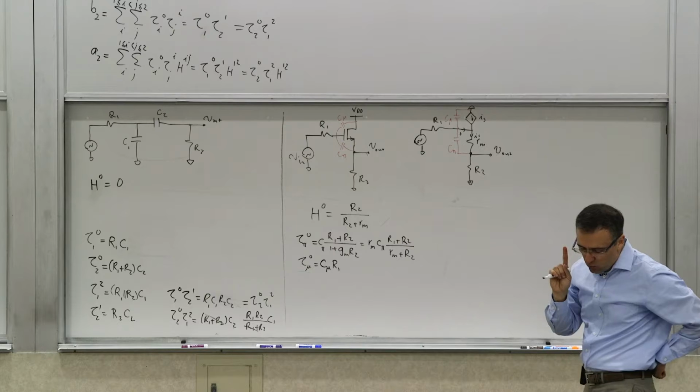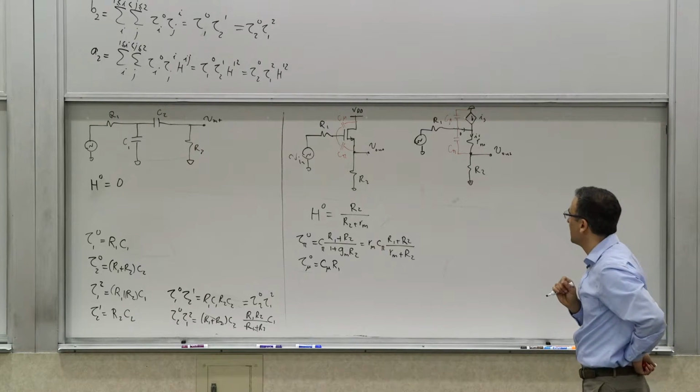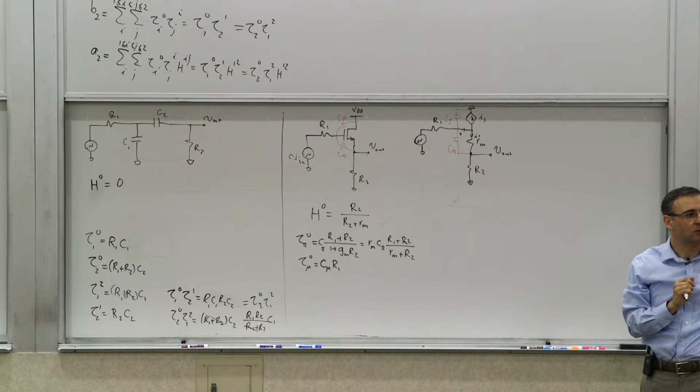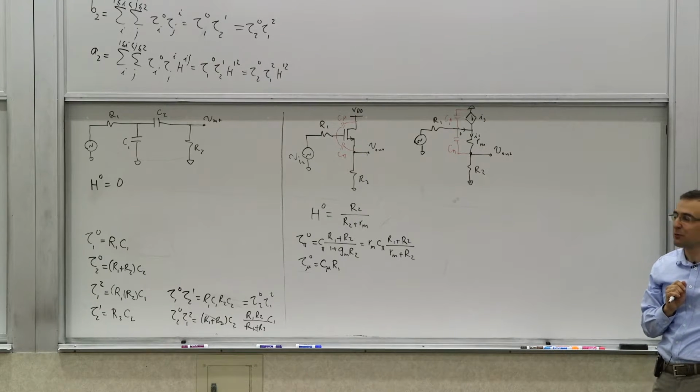Now, we need to calculate one more if you want to calculate the denominator completely, if you want to calculate the b2, right? Which one would you pick? Which one would you short circuit?